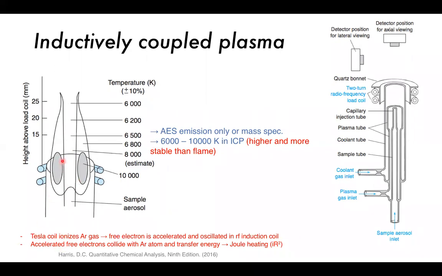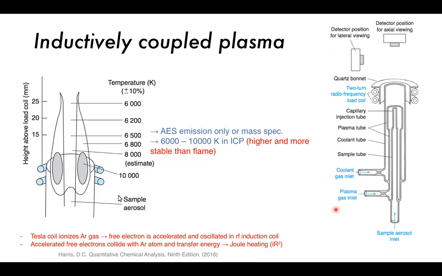So here what we have is a Tesla coil, and it's going to ionize the argon gas that we're pumping through. And so this free electron is then accelerated and oscillated in the RF induction coil, which is passing around here. And then the accelerated free electrons collide with the argon atom and transfer energy so that we have Joule heating, which is I R squared. So that's just the equation for the Joule heating.